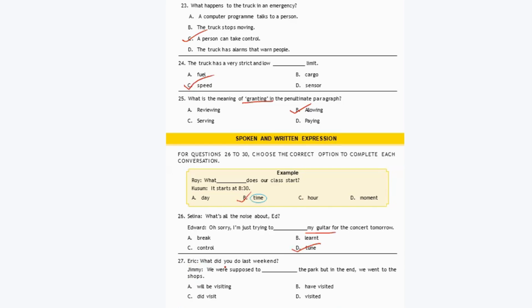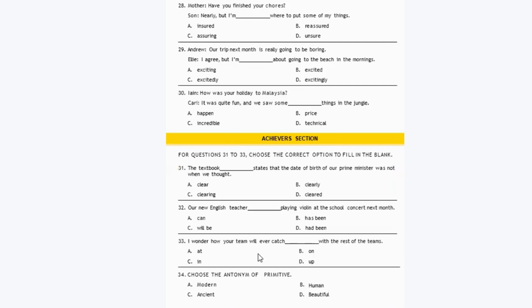Eric, what did you do last weekend? Jimmy, we were supposed to dash the park, but in the end, we went to the shops. So what were you supposed to do? We were supposed to have visited the park, but in the end, we went to the shop. It should be, we were supposed to have visited. So it should be option B.